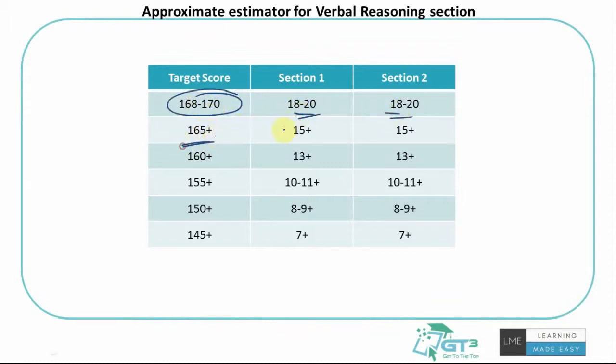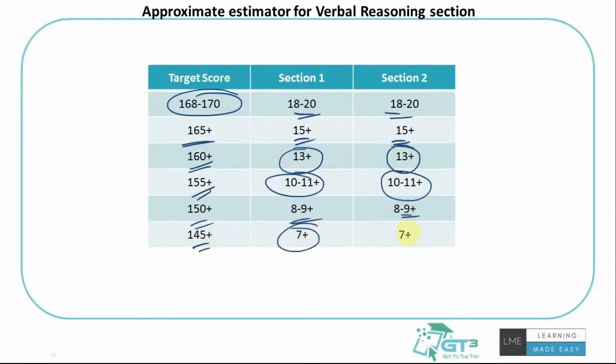For 165 plus, target 15 and 15. For 160 plus, target 13 correct in both sections. 155 plus, 10 to 11 correct in both. And 150 plus, you should get 8 to 9 and 8 to 9. And 145 plus, get 7 plus in both.